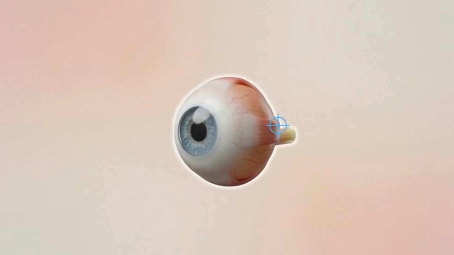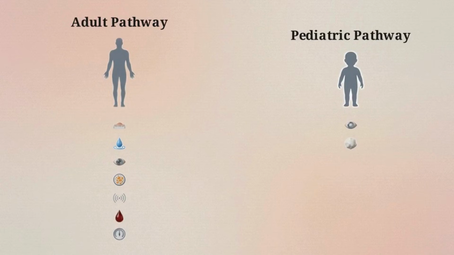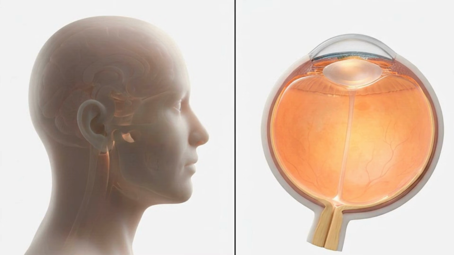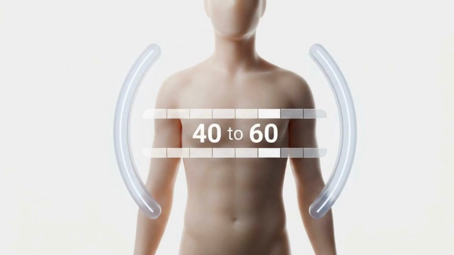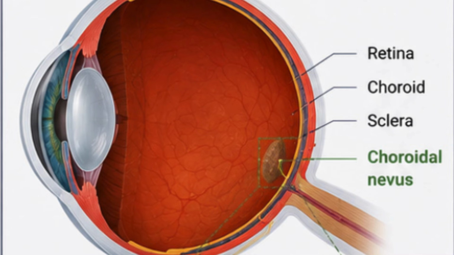Mastering ocular oncology requires absolute precision in anatomical localization and a strict adherence to validated clinical risk biomarkers across both of these age groups. We begin with the adult pathway. Choroidal melanoma is the most common primary intraocular tumor, typically presenting in patients between the ages of 40 and 60. To understand the malignancy, we first look at the benign baseline.